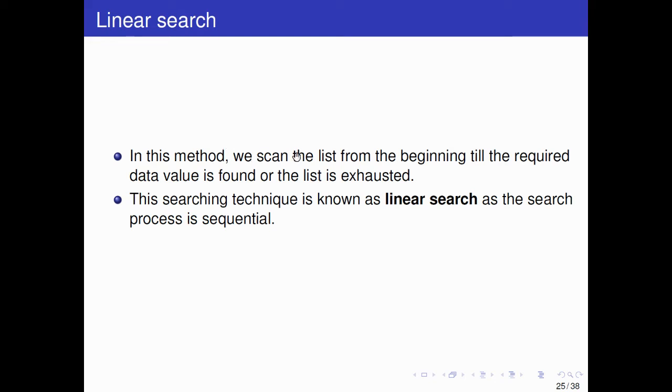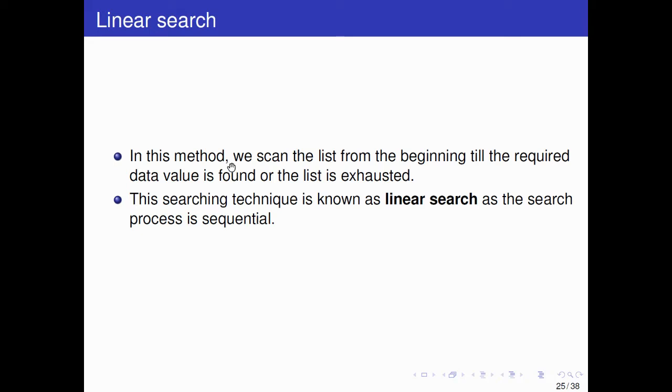In this method, we scan the list from the beginning till the required data value. Whatever value is required, each element you will compare with the search value. We scan the list from the beginning till the required data value is found or the list is exhausted. Exhausted means if the data value is not found, the list will be exhausted and you will print that the value is not found or not available. This searching technique is known as linear search.